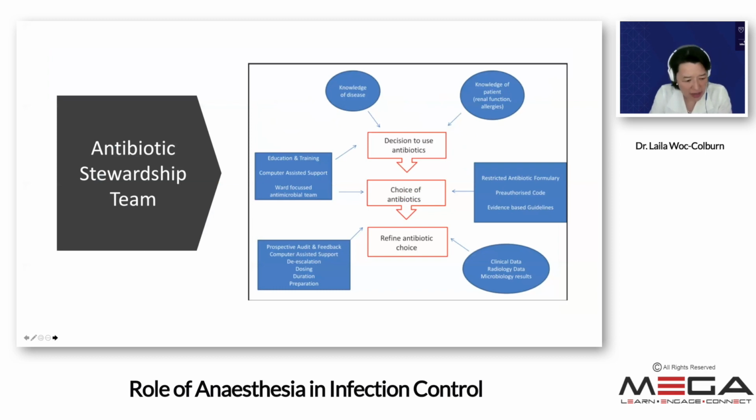So your antibiotic stewardship team is going to consist not just of who gives you the medication or what's written in the chart, but you actually have to know the knowledge of the patient, make sure the renal function is okay. You don't want to give an antibiotic that is over the renal dose. You also want to know about allergies.